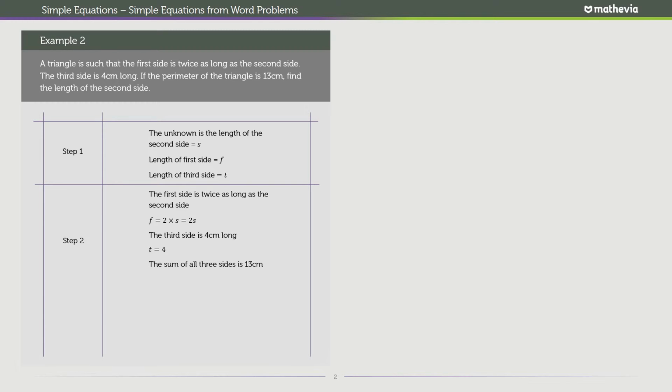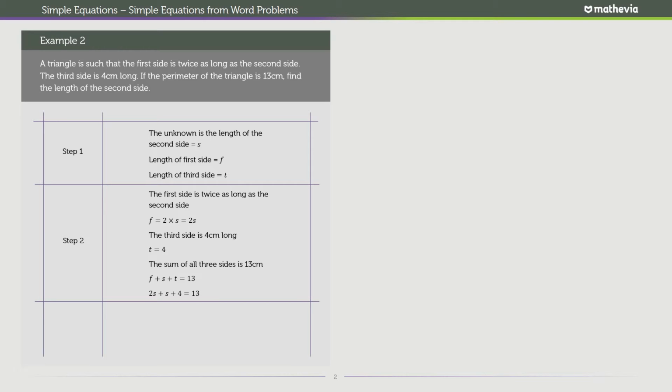And finally, we have that the sum of all 3 sides, i.e. the perimeter of the triangle, is 13 centimeters. So we have F plus S plus T equals 13. Basically, just bringing all the information we have, that F is 2S and that T is 4, so 2S plus S plus 4 equals 13, and there we have our equation.